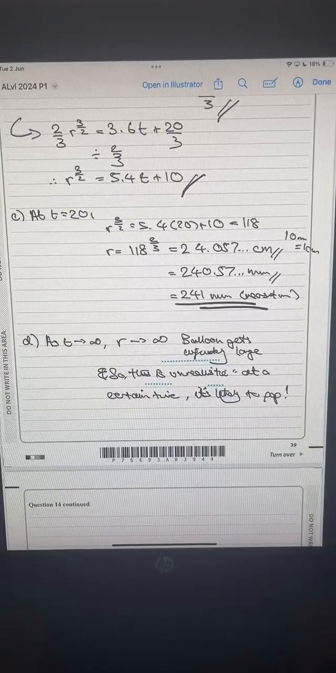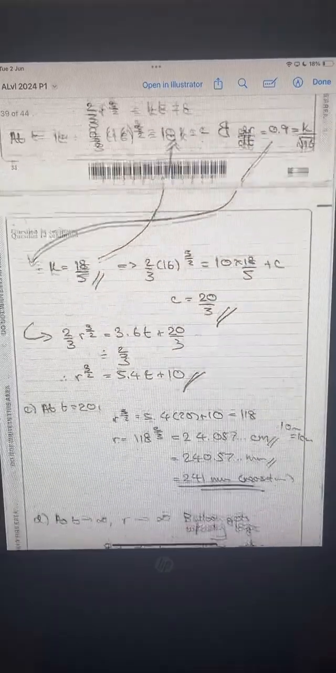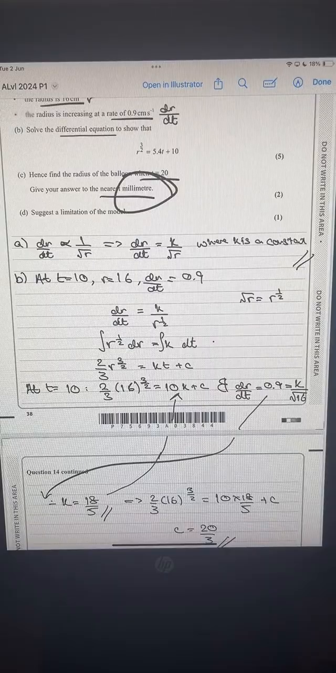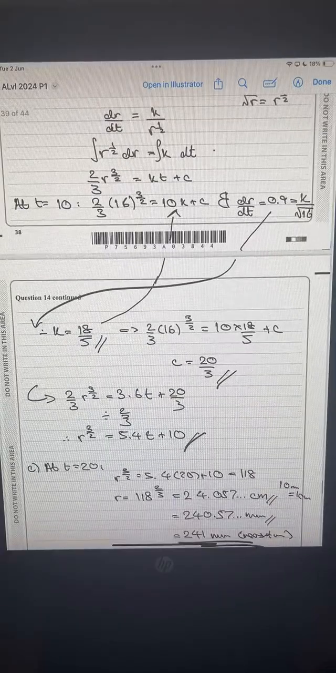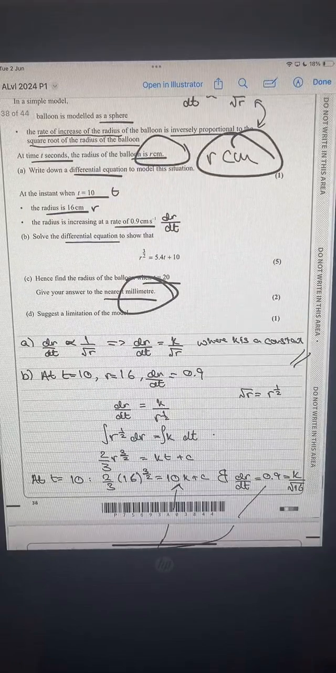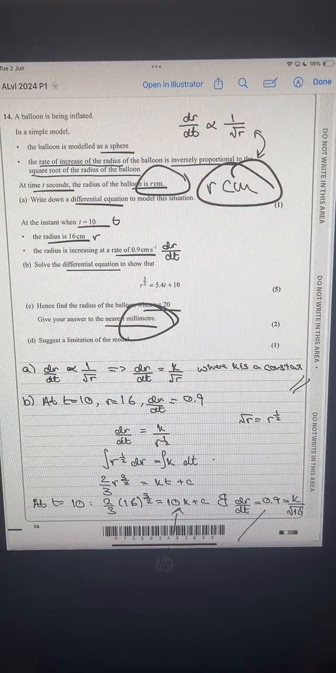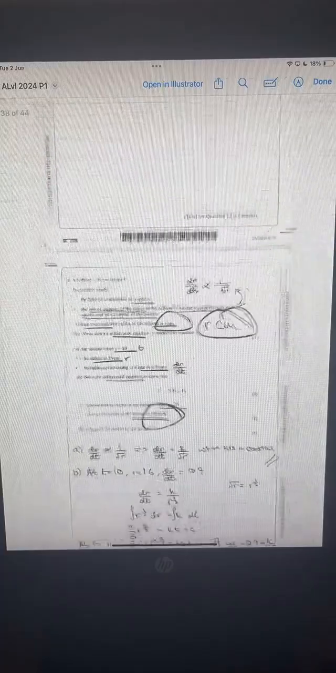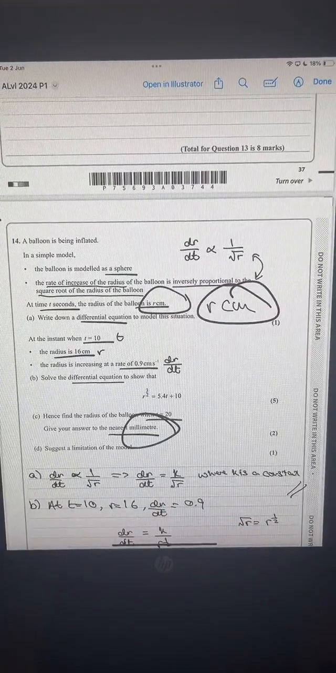Could you not do t equals 0 and r equals 16 to find c? If t equals 0, r equals 16. Yeah, that is another way of getting c as well. But no, wait, sorry, no, you cannot do t equals 0 and r equals 16. Hold on, because at the instant where t equals 10, the radius is 16. At t equals 0, we don't know what the radius is, so we cannot do that. Hence, we need to use these.